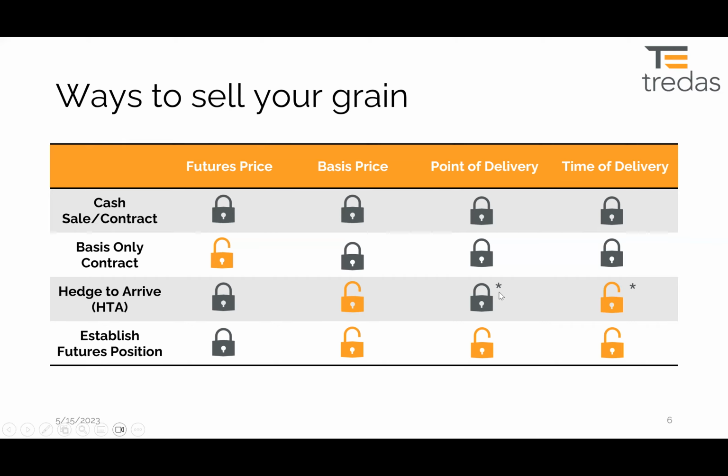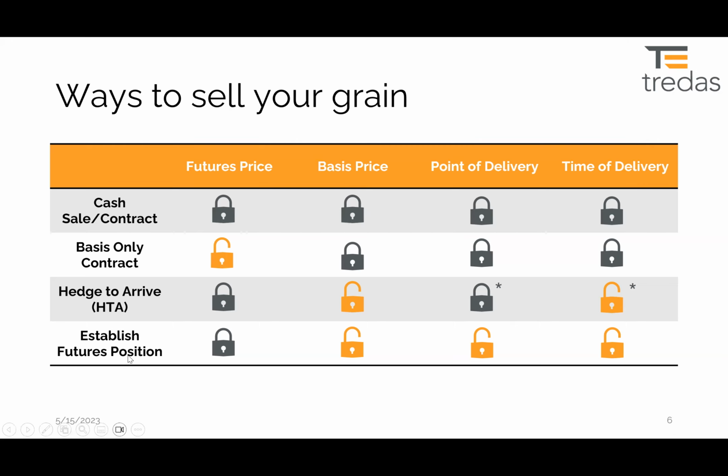delivered to. But in that situation, you're locked in to delivering through the grain company that you did the hedge to arrive with. So we'll have to deliver the bushels under their name, even if that is a flexible point of delivery. But the basis is open. They typically charge a fee for this, but it leaves the basis open and the time of delivery. We might have to pay a roll fee if we want to move the delivery time frame out.